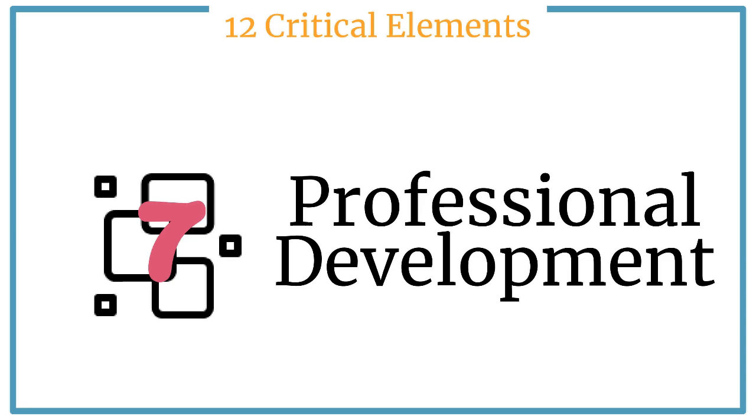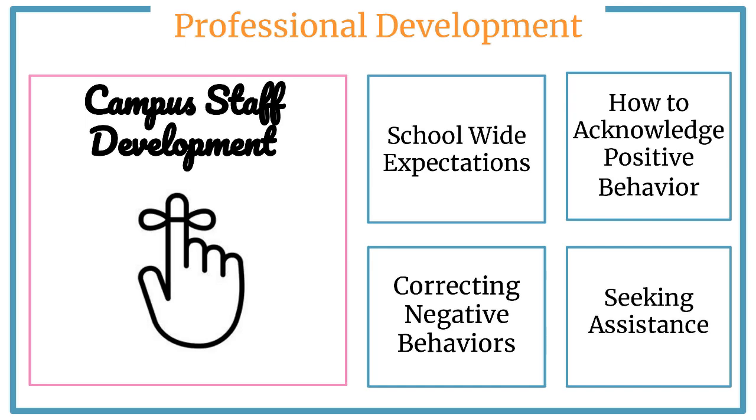The seventh element is professional development. You should be conducting campus staff development, continuously feeding your teachers with skills and ideas on how to best use PBIS in their classrooms. Your choice of topics will come from the leadership team's direct observations and different types of data.